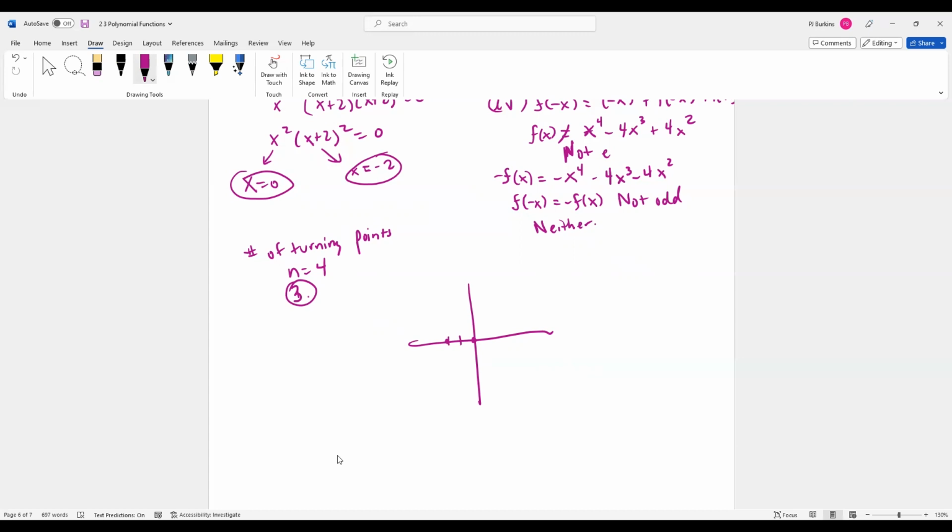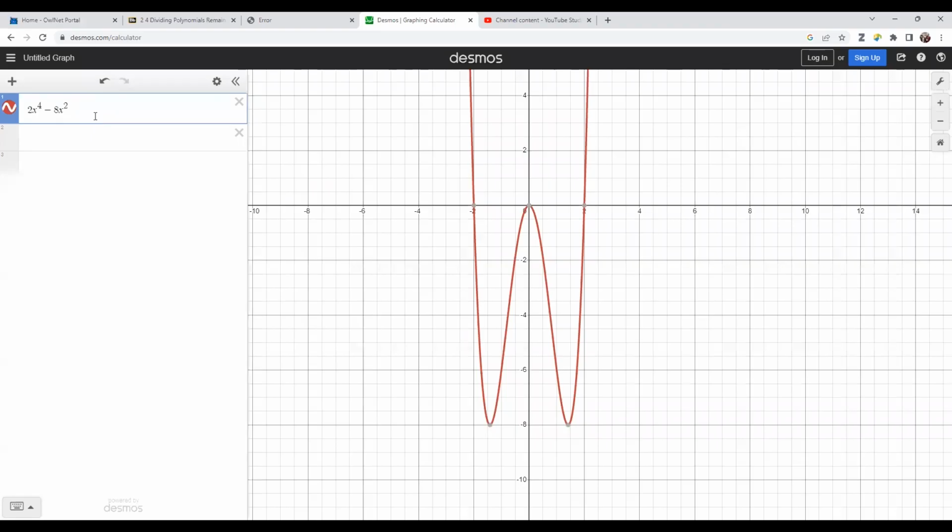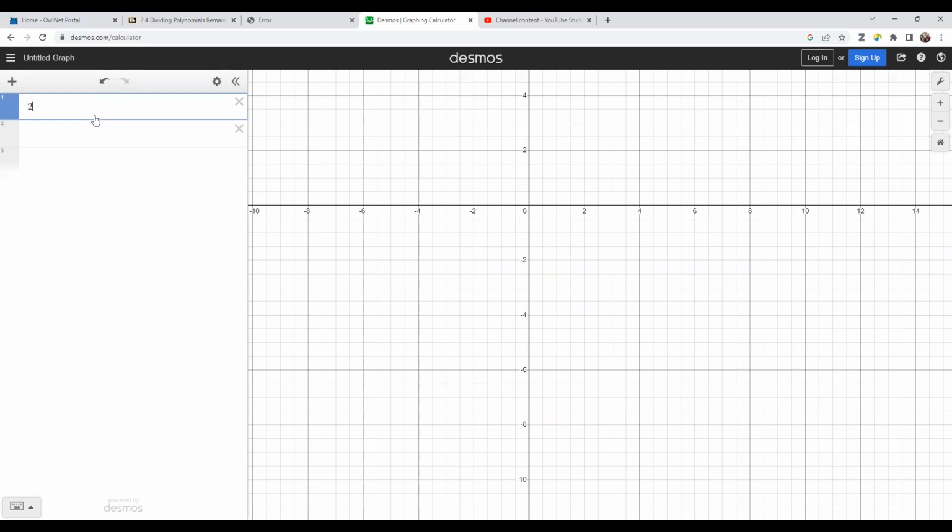It has behavior that's up on both sides. My guess is it's going to do something like this. So again, let's just hop over to Desmos just to prove what this thing looks like and show that we've come up with a decent idea.